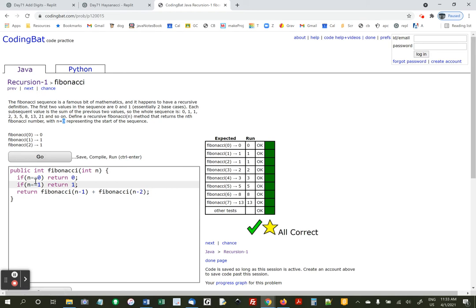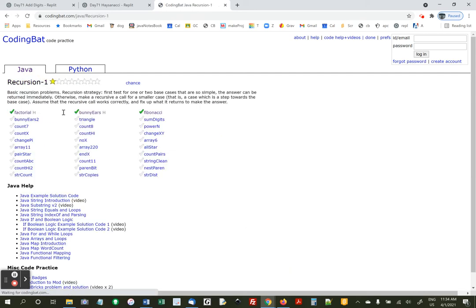So if we want the term 0, then we return 0. That's this one. And if we want the first term, term 1, then we return 1. And then otherwise, we return the sum of the previous 2 terms. And then this works it all out. Okay, I'm going to go back here. We've done 3. We got 3 more.